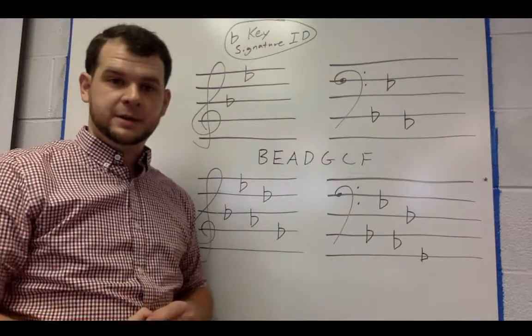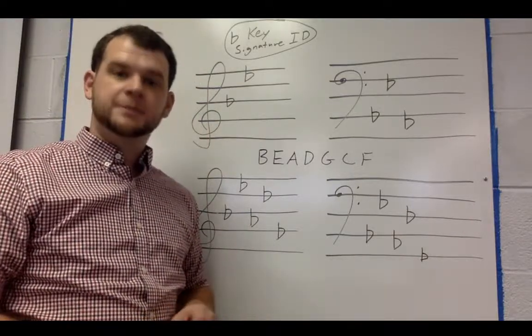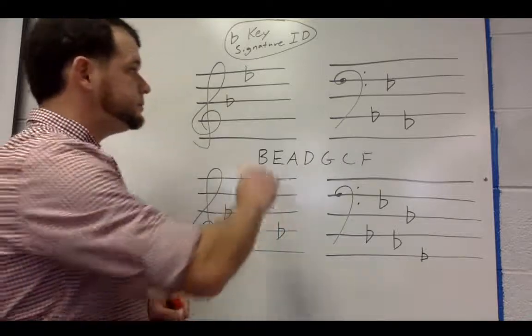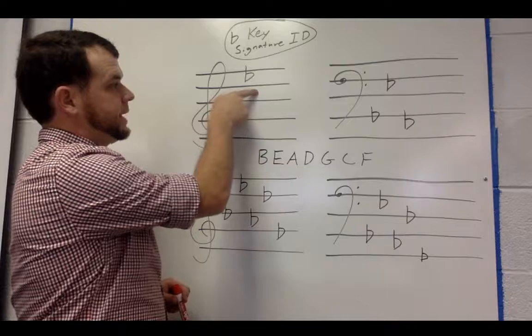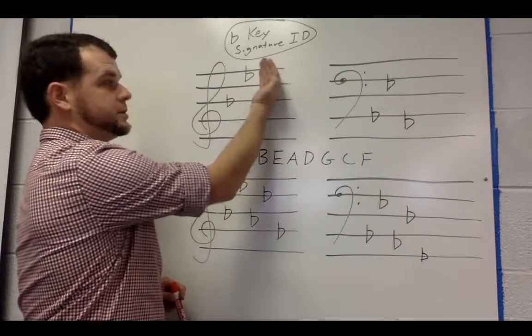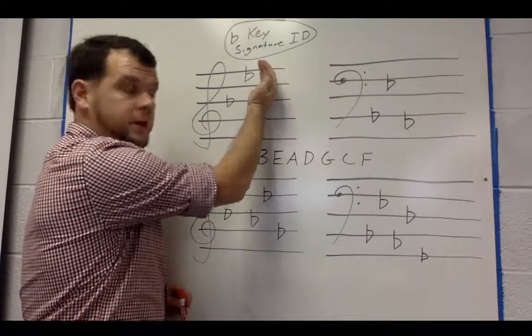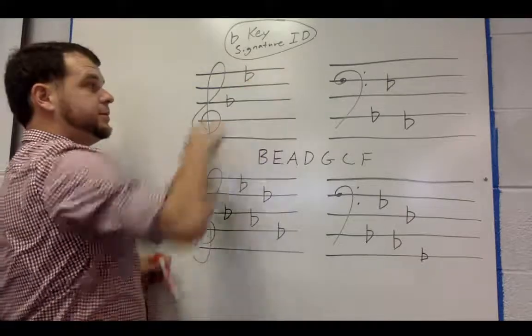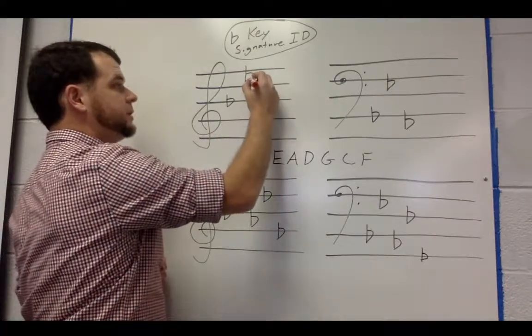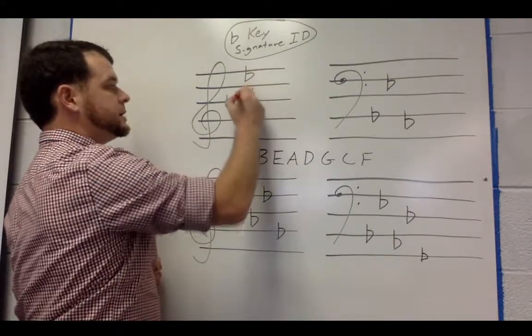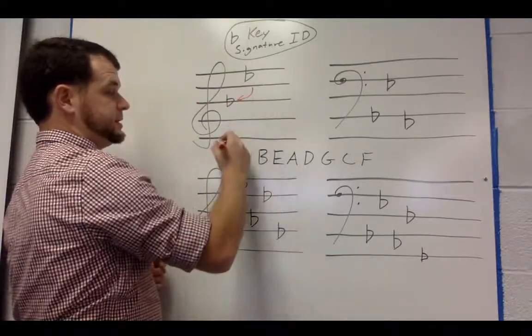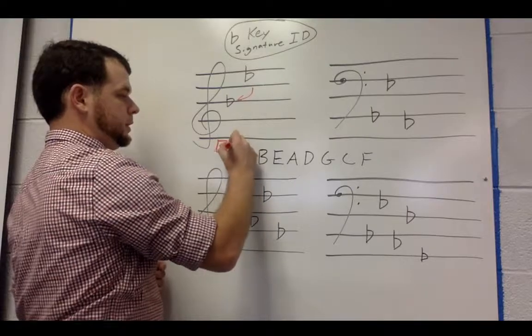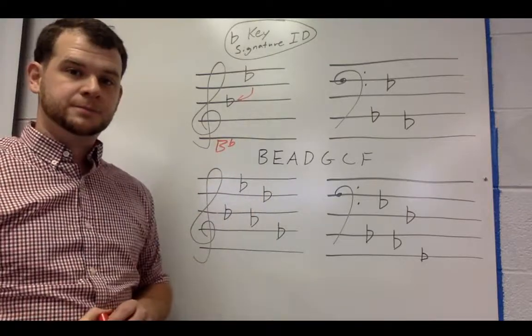So let's identify these keys. I like to say that flats fall back. If you look at our first treble clef example, we have B flat and E flat. The furthest right one I like to refer to as the newest flat. That would be E flat. If we fall back one flat, that takes us to this flat, which is B flat. And guess what? That's the name of the key. That's B flat major.